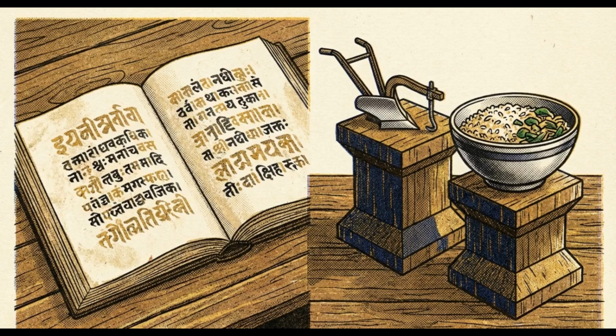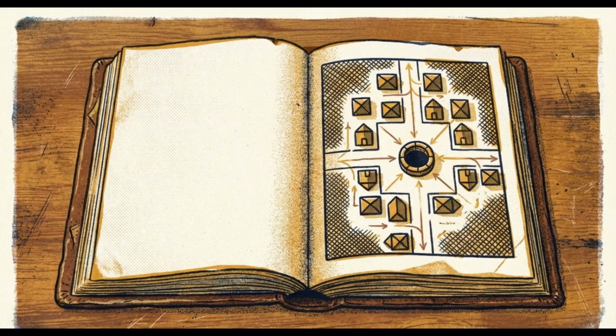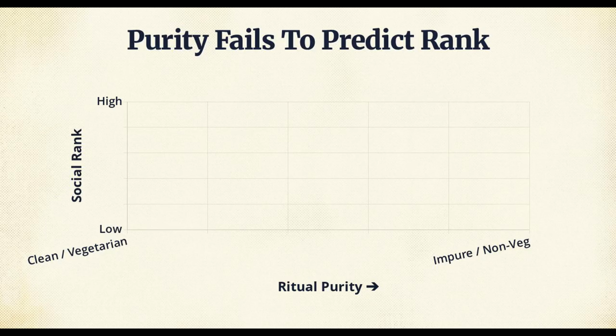The book view operates on a hypothesis. A group's social rank is determined by the purity of its attributes, specifically its occupation and its diet. Anthropologist McKim Marriott tested this hypothesis in the village of Kishangari in Uttar Pradesh. Plotting castes by occupational and dietary purity reveals anomalies.